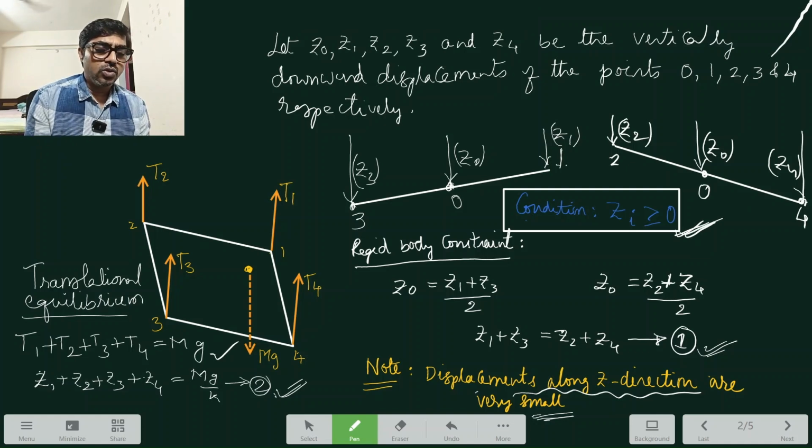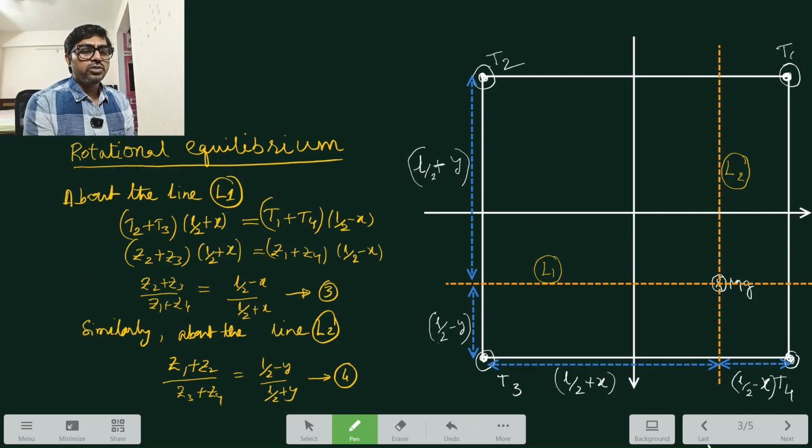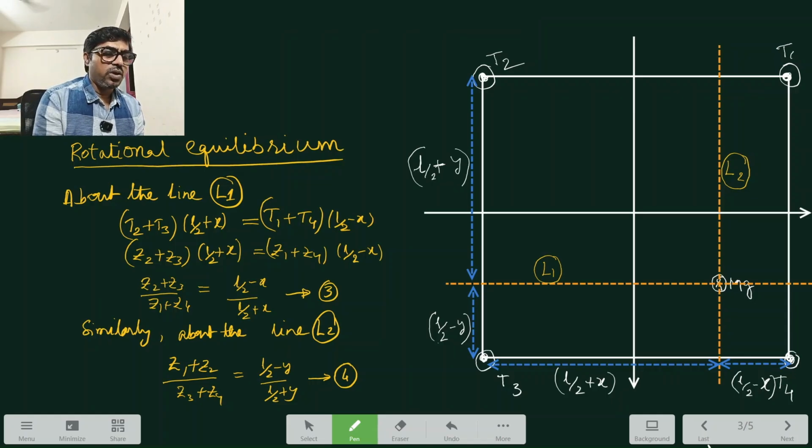Okay, next, let us go to the next slide. Now I am going to use rotational equilibrium. When you are using rotational equilibrium, we write torque. Torque about a point you can write, or torque about a line you can take. So I would like to take torque about this line. Let us say this yellow line is L1, and this is L2, and I am taking this as the first quadrant, Q1.